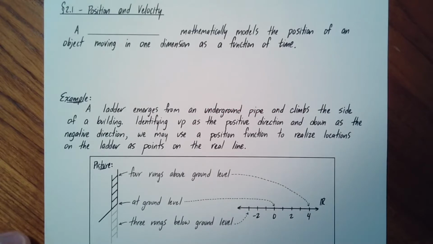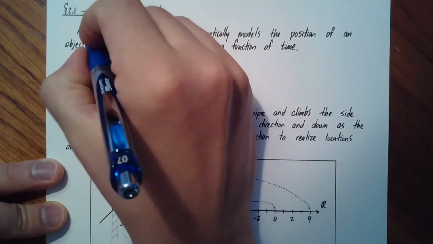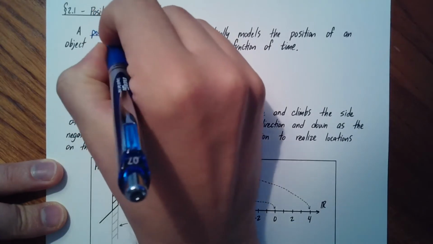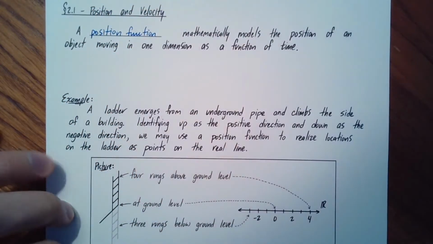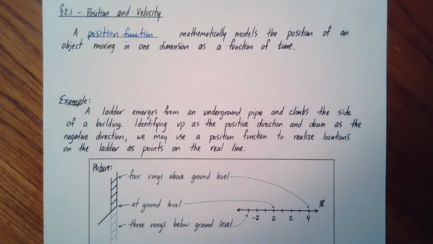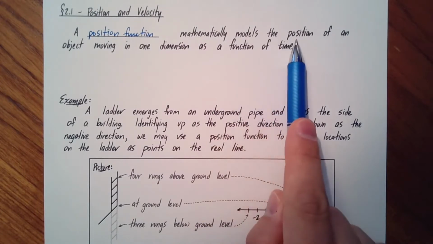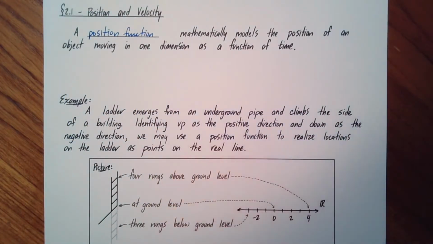So this section is about position and velocity. We're going to start by talking about what a position function is. So that's the definition we're going to fill in here. A position function is what? Well, this definition kind of tells you what a position function does. It mathematically models the position of an object moving in one dimension as a function of time.